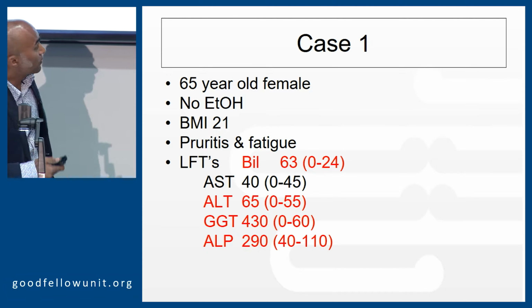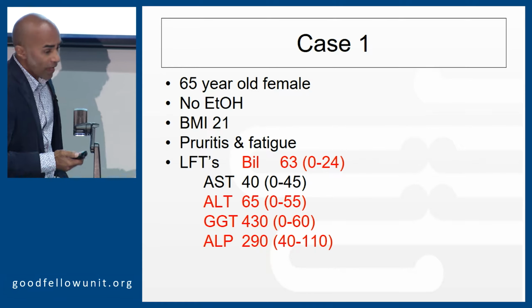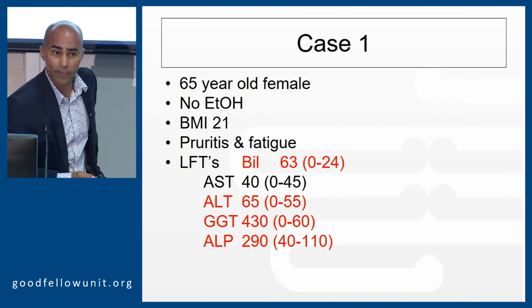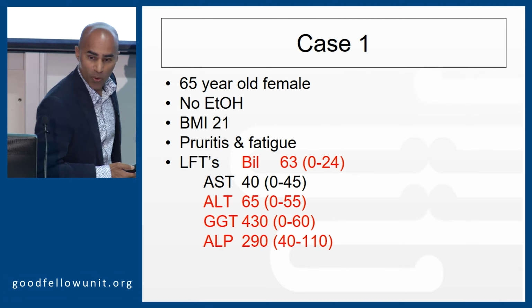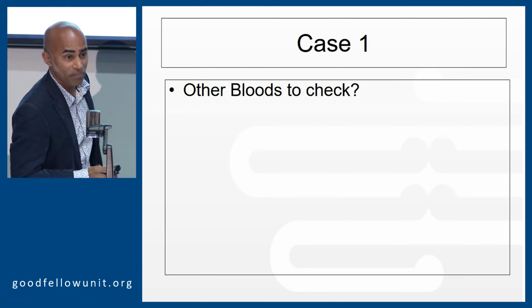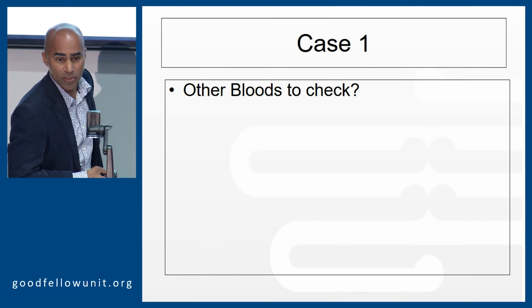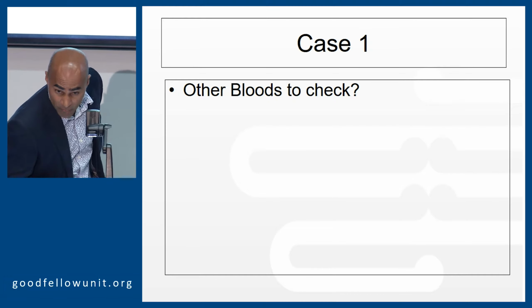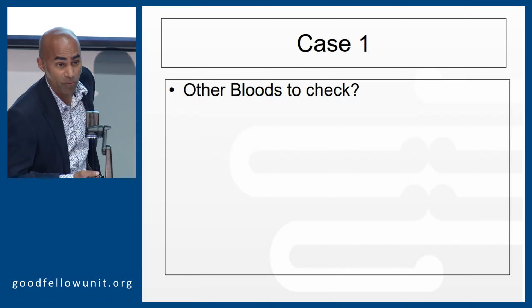Yep, so obstructed. So someone just yell out your answers if you want. Any other tests you'd like to do with that level of liver function test? You guys sound like you know it all. That's pretty good. So other bloods to check. So synthetic function. What synthetic function parameters should we check? INR, good. Protein, yep, so the albumin, yep, I think that's a very reasonable suggestion.